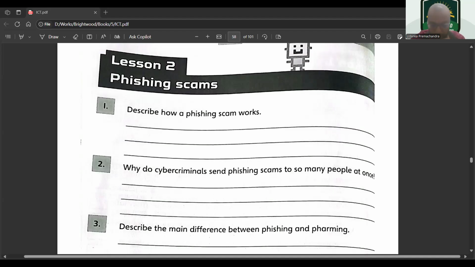Okay, first of all, we will write that one. Try to write this. What is the first question? Describe how a phishing scam works. They are asking how phishing scams work.